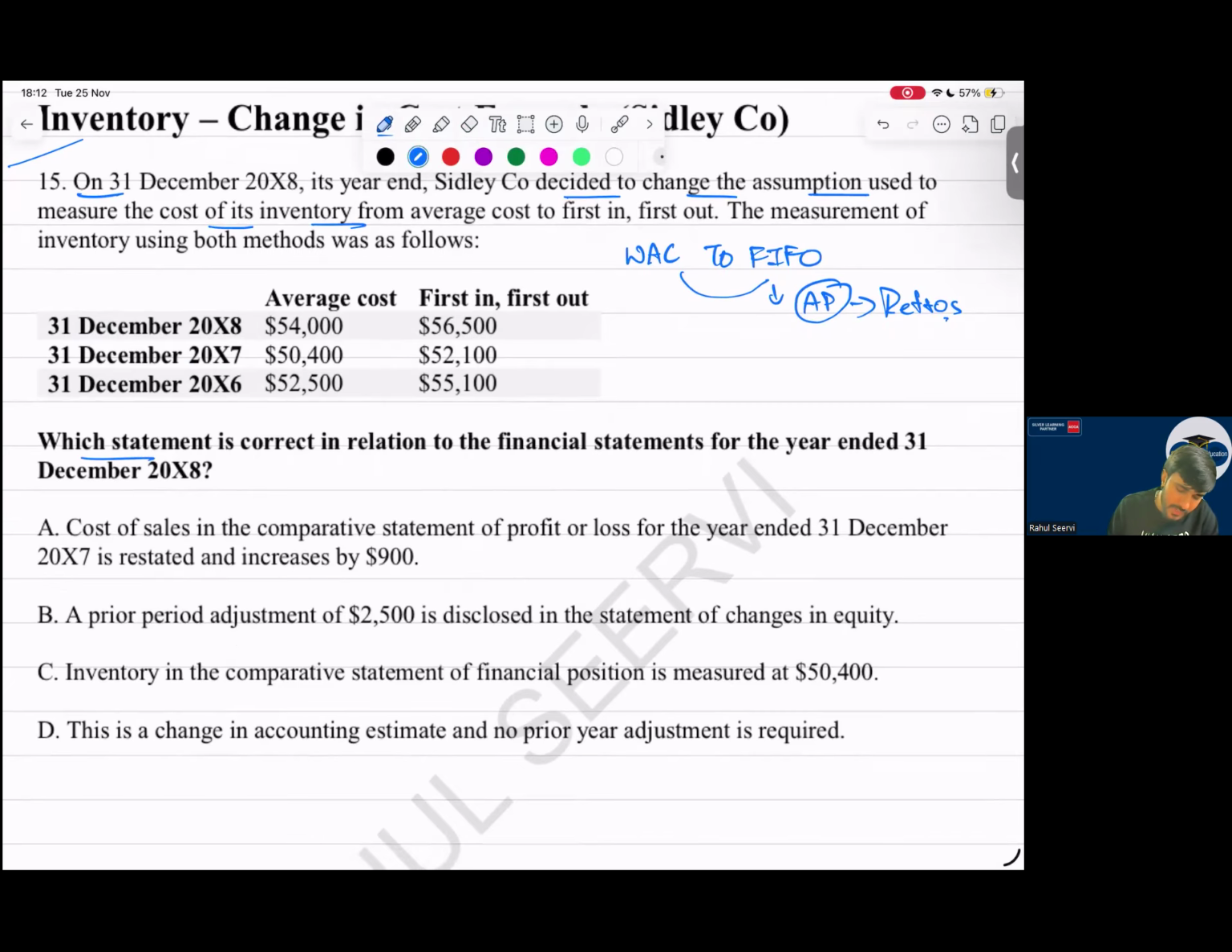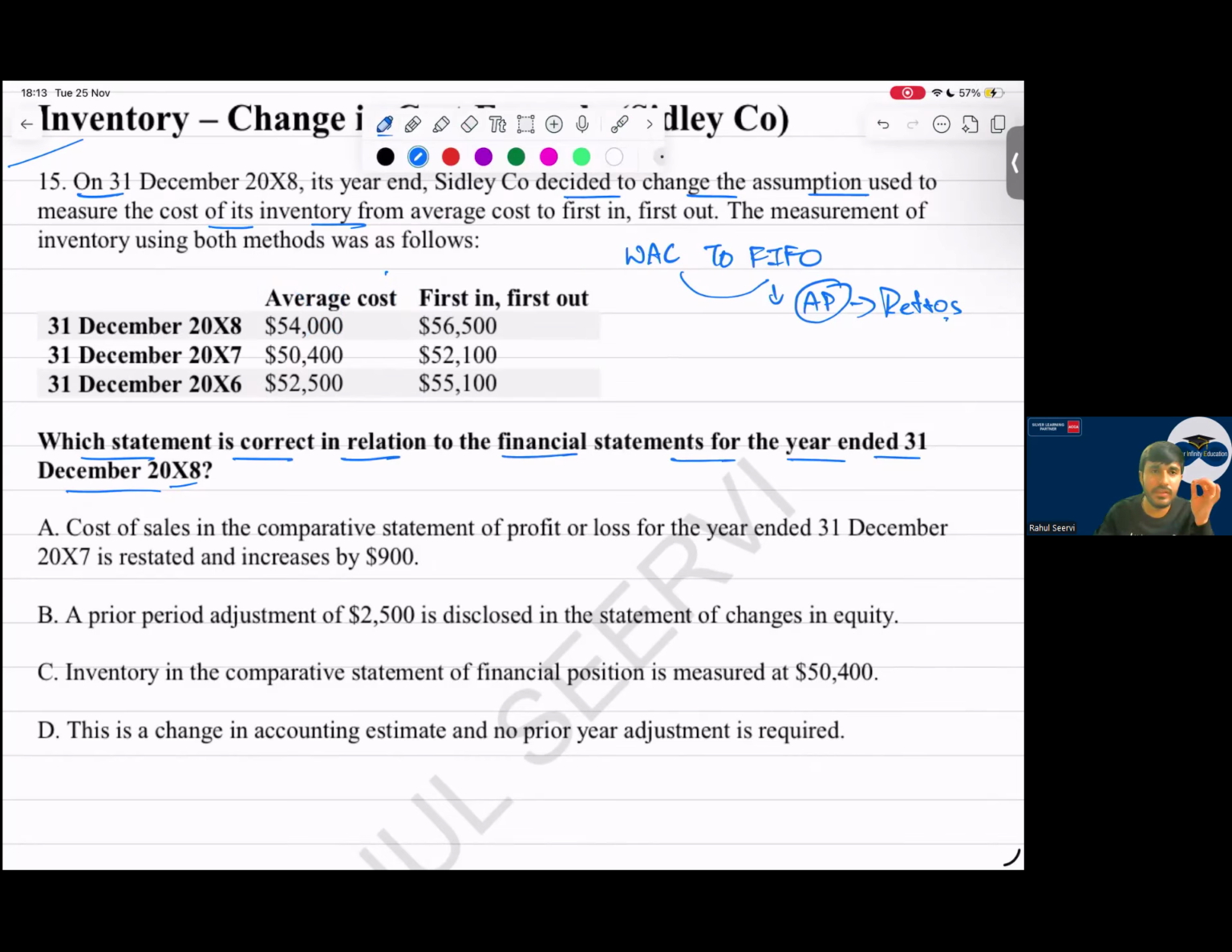Then let us read which statement is correct in relation to the financial statements for the year ended 31st December 2008. They are asking which is the right statement when we have shifted from weighted average cost to FIFO. So when we shift from weighted average to FIFO, what will I do? Retrospective impact. Retrospective means the third balance sheet concept comes into the picture. So the earliest period presented, we change the value. For the previous year, the comparative years, we restate the value. So instead of showing this as the value, we have to restate at this value. Let us see that.